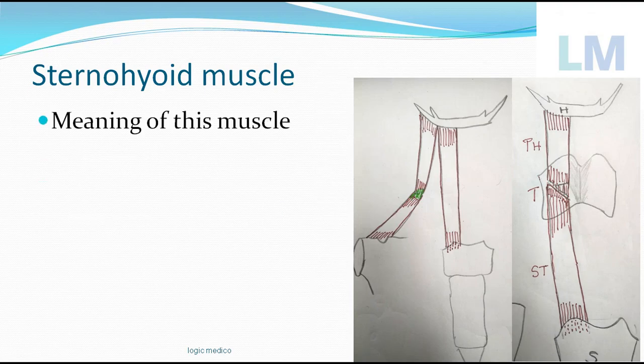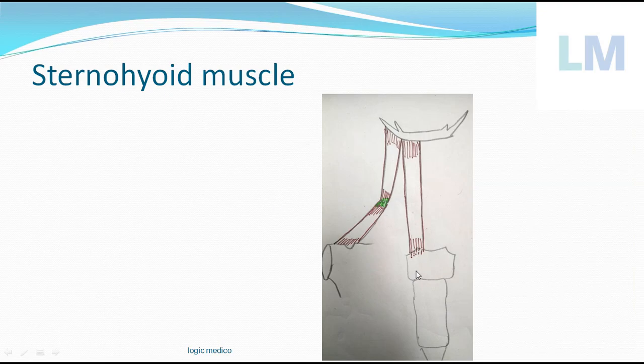What is the meaning of this muscle's name? Sterno refers to the sternum, or the breastbone. So this muscle runs from the sternum to the hyoid bone. Here you can see the sternum. The uppermost portion of the sternum is called the manubrium sterni. So sterno gets its name from sternum. Hyoid is a bone over here, and it gives rise to the name hyoid, because the muscle is going to the hyoid bone.